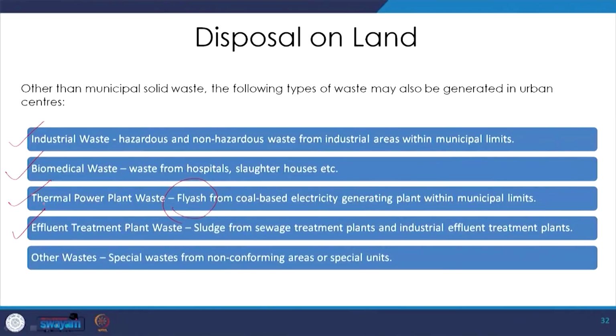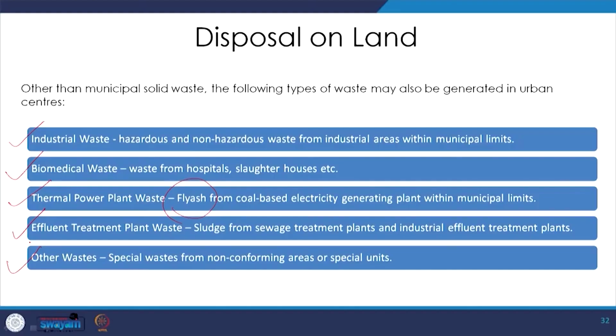Then we have effluent treatment plant waste. So, this is the sludge which is generated from the sewage treatment plants, which we have seen in the previous lectures as well. This can be used for multiple purposes, especially for composting, to be used as manure, because it is quite rich in organic nutrients. And there are many other different types of waste which are special waste from non-conforming areas or special units.